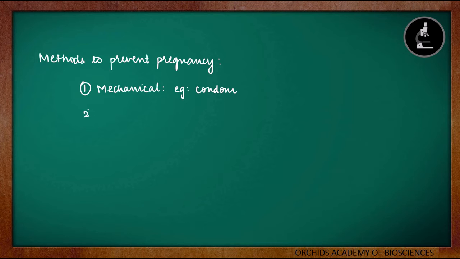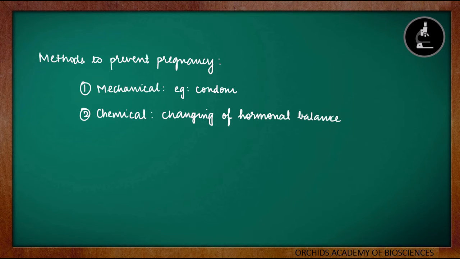The next one is chemical methods. The chemical method involves changing the hormonal balance. So if the hormonal balance is disturbed or changed using certain drugs, the eggs will not be released, and if eggs are not released, no fertilization can take place. These drugs are commonly taken as oral pills. However, since they change the hormonal balance, they can also cause side effects.